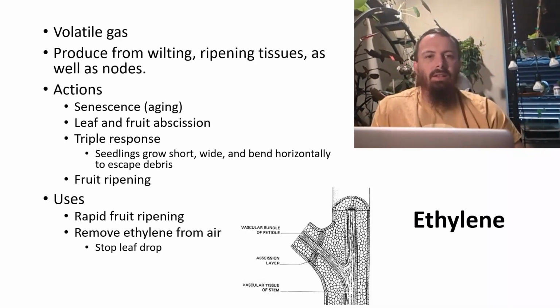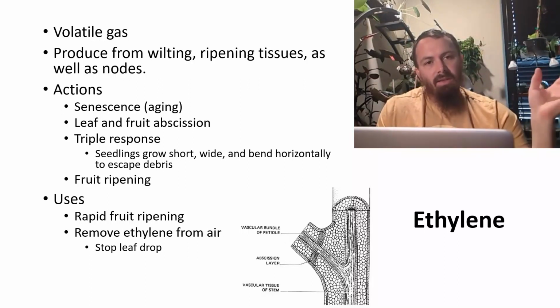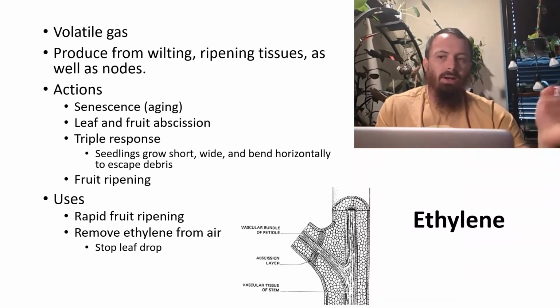Now, ethylene is a little bit different. It's a gas. It's a volatile gas that doesn't mix well with water. As ethylene gets created, it also escapes really quickly. And so plants will be releasing ethylene gas in their bodies quite readily.